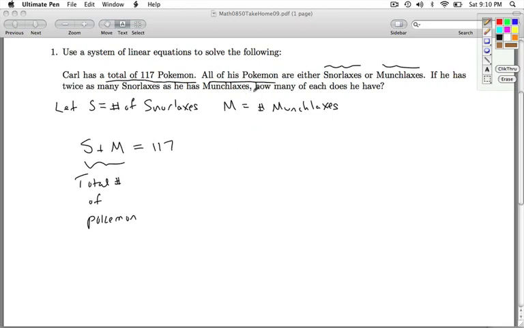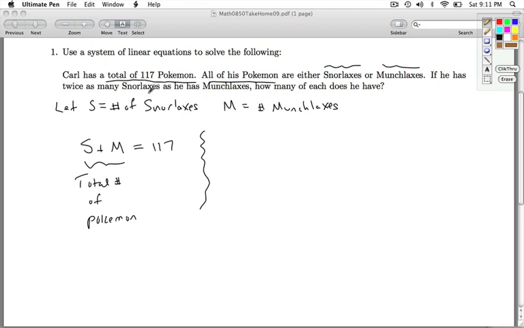The next piece of information we're given is that he has twice as many Snorlaxes as he has Munchlaxes. So this is going to give us a second equation. So he has twice as many Snorlaxes as he has Munchlaxes. So for example, if he had 5 Munchlaxes, he'd have to have 10 Snorlaxes. If he has 20 Munchlax, he's going to have 40 Snorlax.